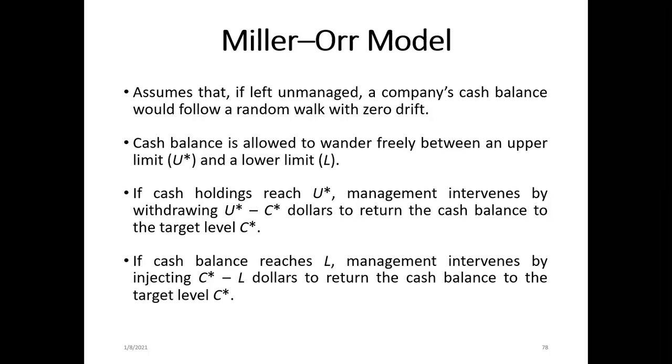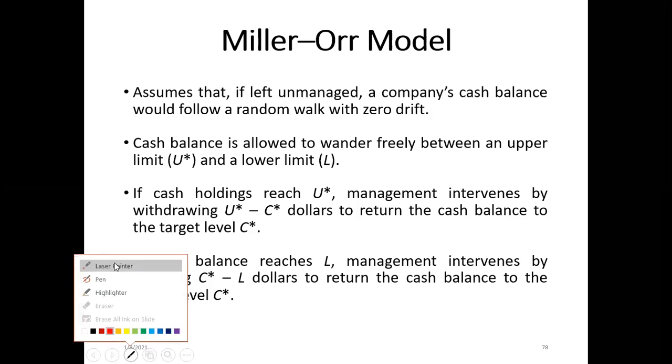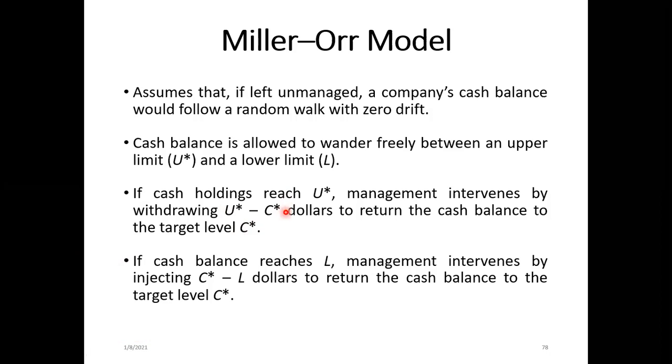So they're withdrawing the amount, the difference between the upper limit and the optimum limit, to return the cash balance to the target level, right? So if the money reaches the upper point, they withdraw the money and invest in short-term securities, short-term investments, and the cash balance returns to the optimum level, the target balance, right? The return point is the target balance.